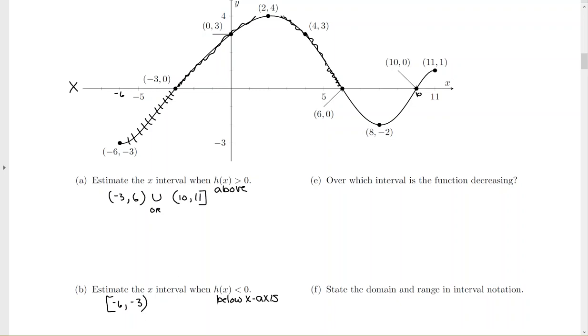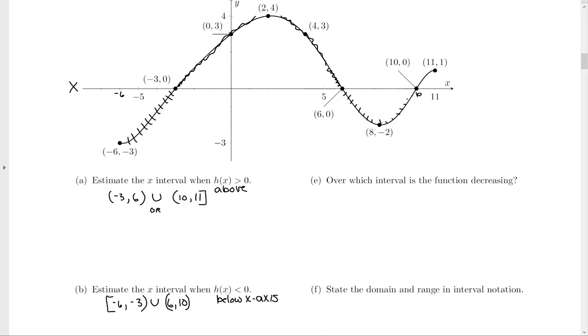And then I'm above all the way till I get to here again, and now I'm below. So I'm below at all these values here. So between this value 6 and this value 10, I'm below. So I'm going to use the union symbol, which just means or, from 6 to 10. Now I don't want to put brackets on these because those are on the axis. I want to be below, so I'm going to use parentheses.